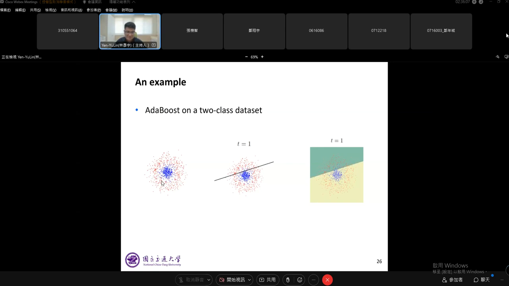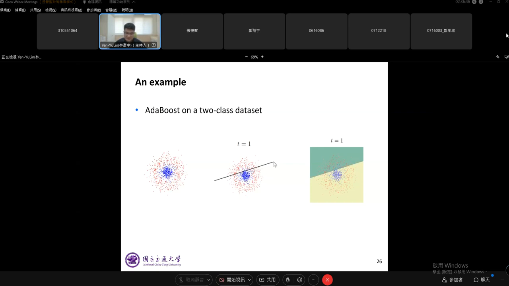Okay, so let's look at the behavior of AWS, how AWS combines several linear classifiers to carry out nonlinear classification. This is the given training data set for binary class classification. At the first iteration, this is the decision boundary of the first selected weak learner. This is a linear decision boundary, so the weak learner itself is a linear classifier.